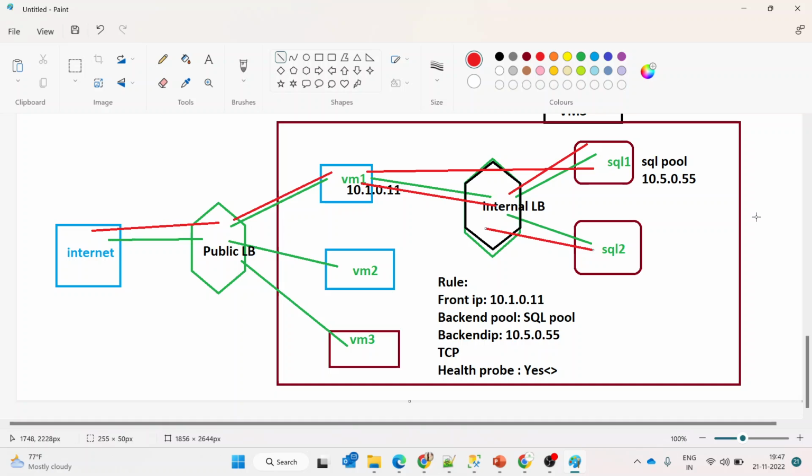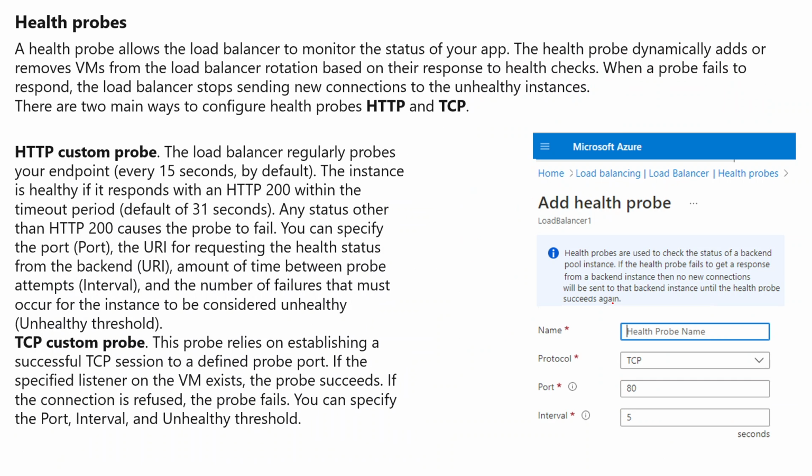If the rule is not mentioned, if we didn't add a rule, how will it happen? If you wanted to route the traffic coming from VM1 with some set of instructions automatically to SQL1, then you will be adding the rule. Or else it will automatically route to 1 or 2 based on the round robin method. It will automatically take care. Okay, great. And then coming to the health probe.